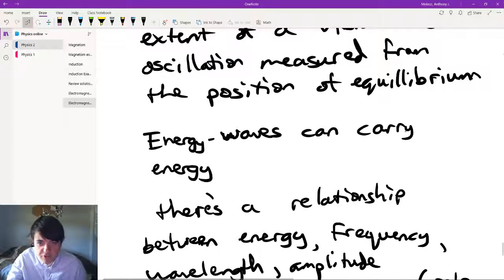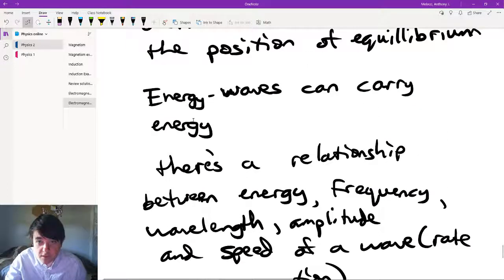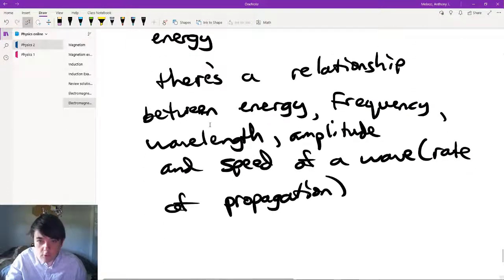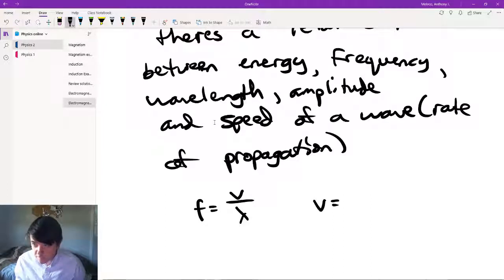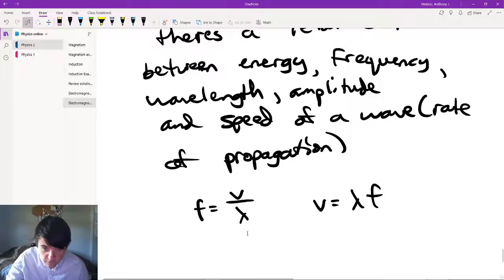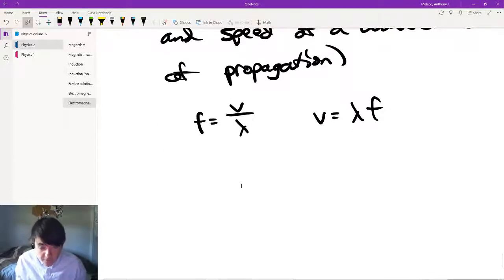And remember that energy, its definition, is the amount of work something can do, so the amount of force that it can give something. So waves can carry energy and do force and all of that. So here's some relationships for you. Frequency equals the speed of a wave over the wavelength, and v equals wavelength times frequency if you just rearrange it, okay?